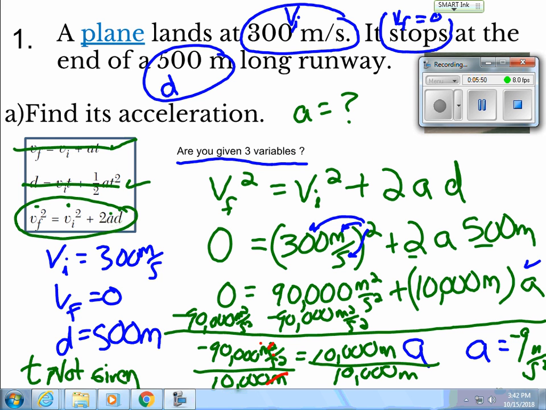Okay, so the student asked, where did I get the 10,000 from? I multiplied 2 and 500 together, and that gave me my 10,000 meters. And notice you can multiply in any order, so now I've put the A on the other side. Is that clear?